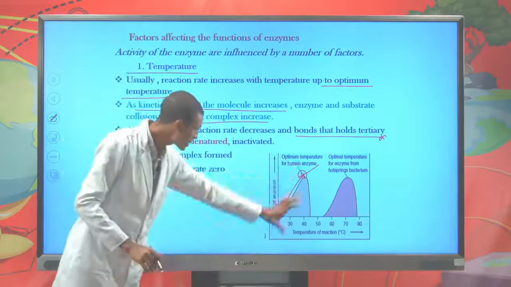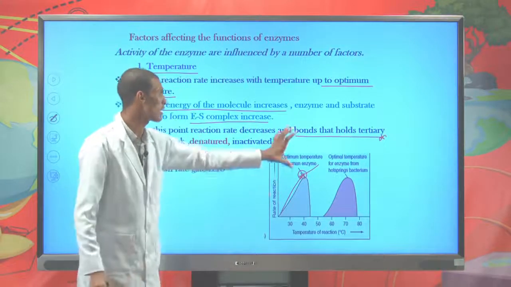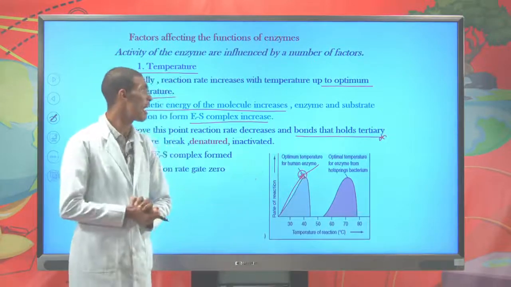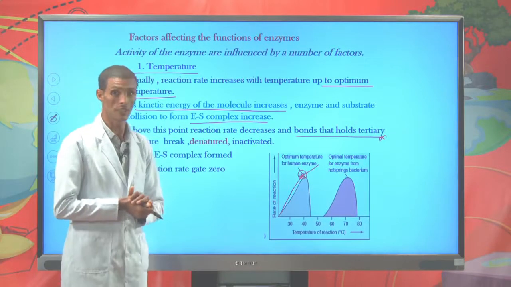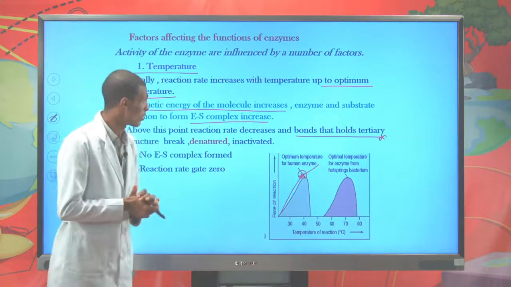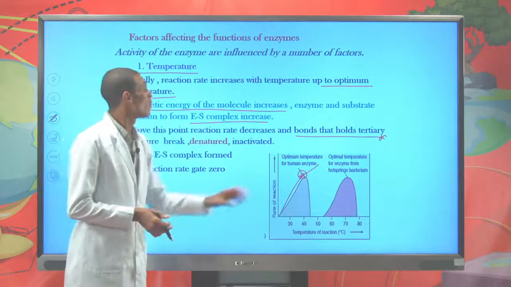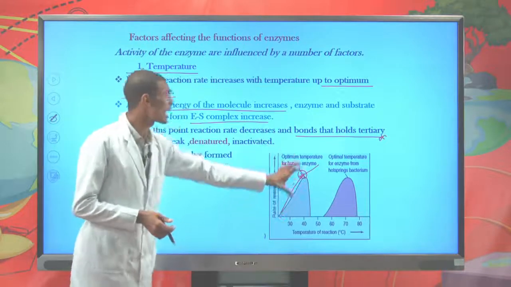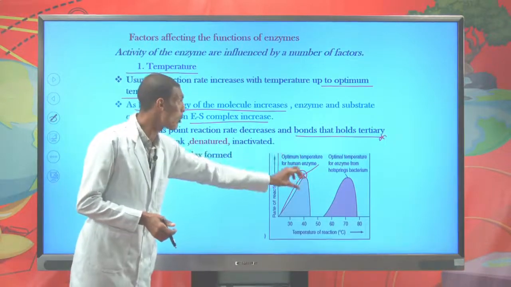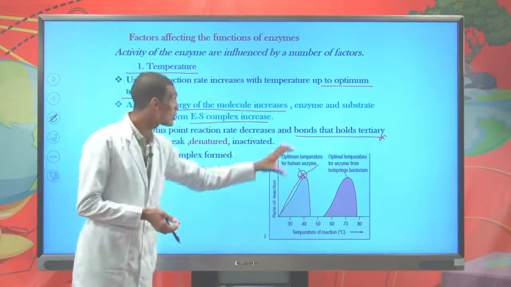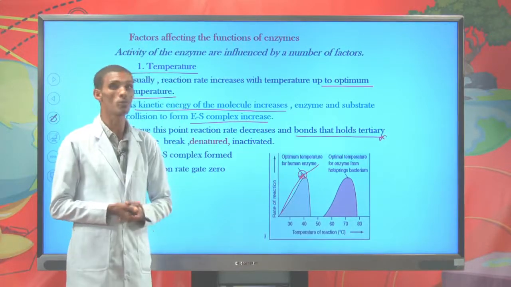So this is a graph that indicates how temperature affects the rate of reaction. Hint, students: all organisms have their own optimum body temperature at which their body enzymes can work properly.